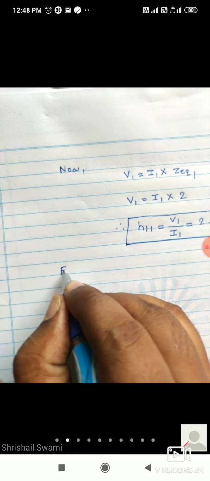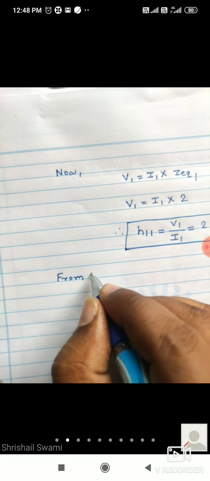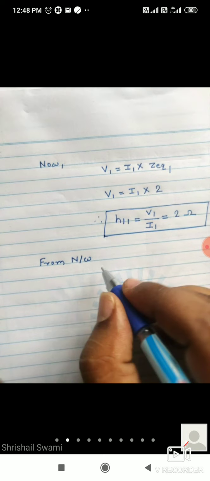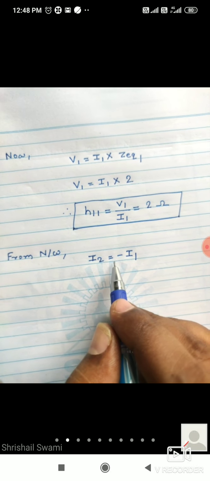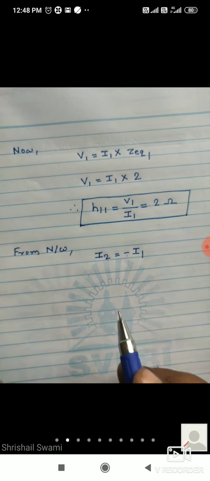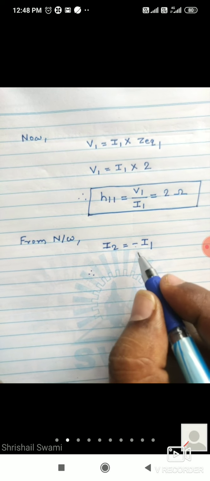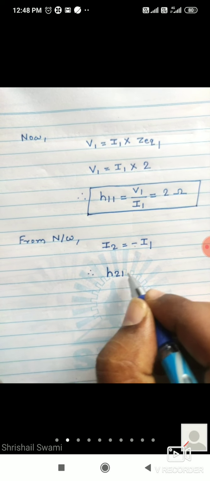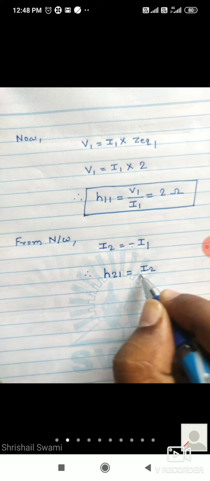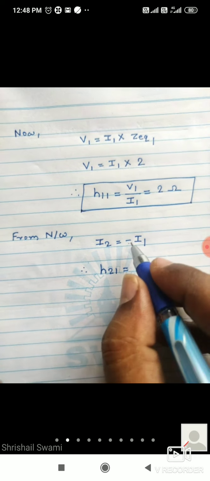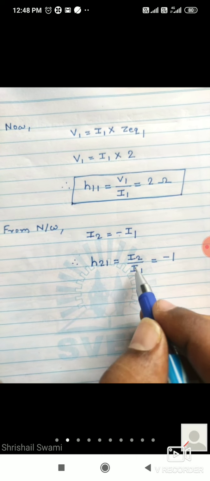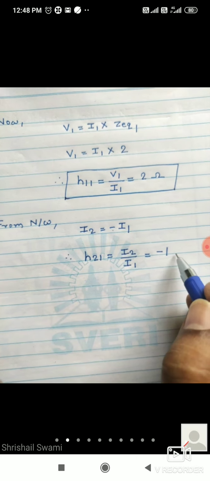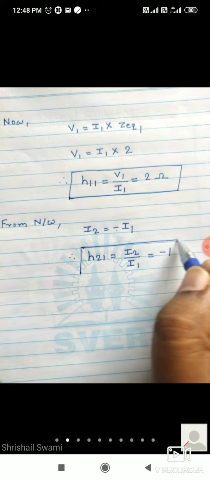Now from observation of the network, what you observe is I2 is equal to minus I1. Both are the same, only due to direction the negative sign is there. So what is I2 upon I1? That is nothing but H21. So H21 is equal to I2 upon I1, which is -1. I upon I means current gain, so no unit. So the H21 value is -1.